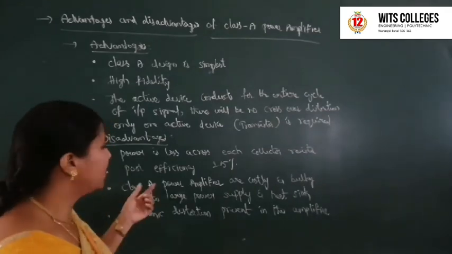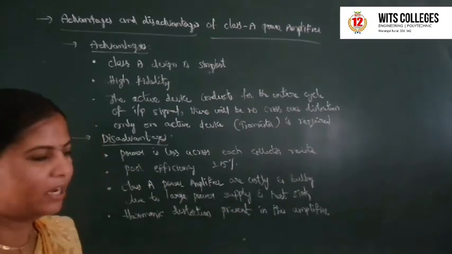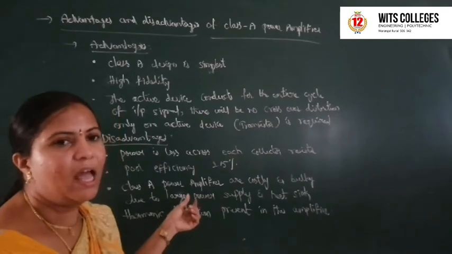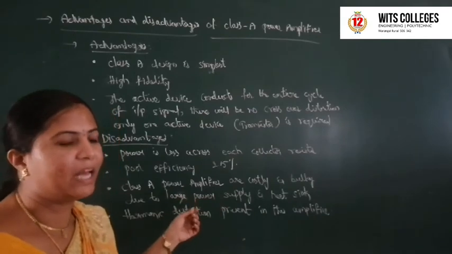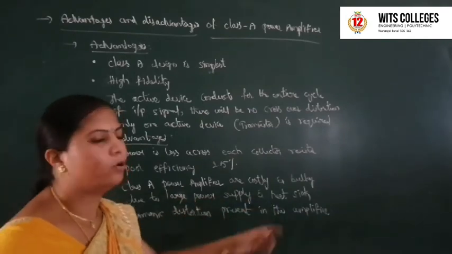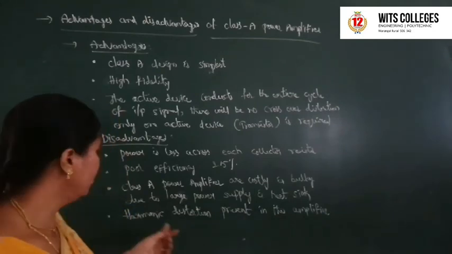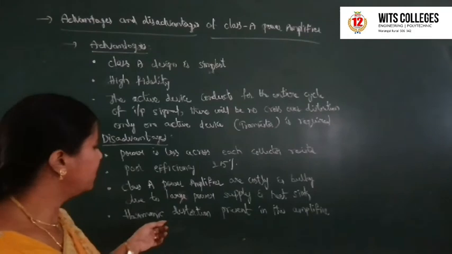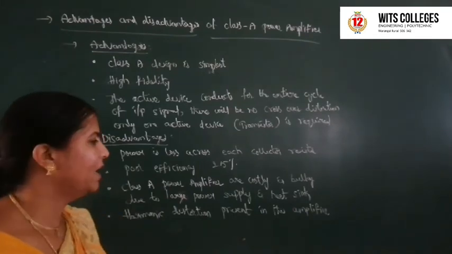Next, class A power amplifiers are very costly and bulky due to the large power supply. We have to give a large power supply to operate the class A power amplifier, and we also have to use heat sinks. One of the last disadvantages is harmonic distortion present in the amplifier.